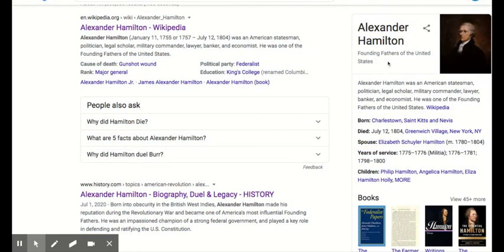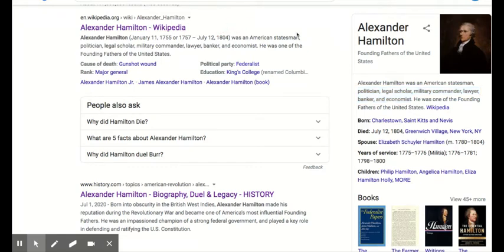A basic identifying information, a brief definition says Alexander Hamilton is the founding father of the United States, right? It says he's a politician, a legal scholar, military commander, lawyer, banker, and economist. My God, he was a busy man. And it also gives some details about his life, like when he died, his wife, and his years of service. Okay, so that's going to give you a very bare bones minimum.